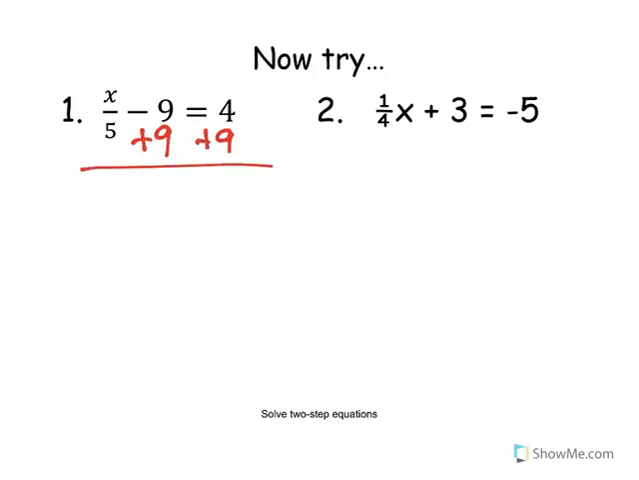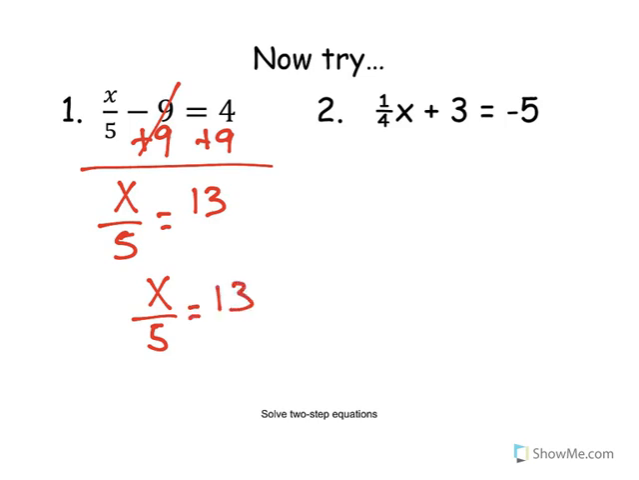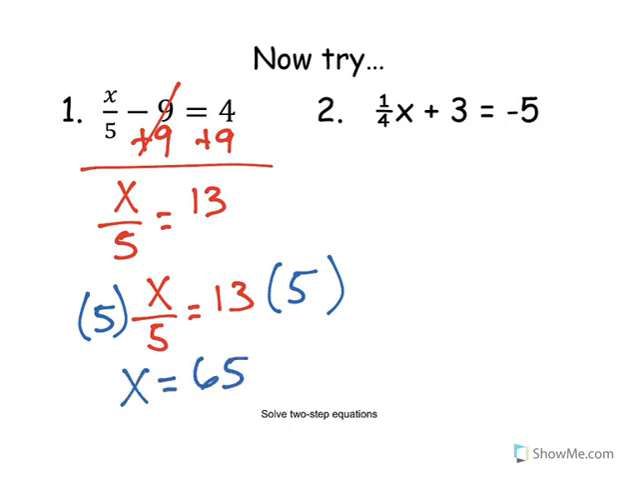So I want to isolate my variable term, x divided by 5, meaning I need to eliminate the negative 9. So I'm going to add positive 9 on both sides. That gives me x divided by 5 is equal to 4 plus 9, which is 13. I will rewrite that as a one-step equation. If x is being divided by 5, the inverse is multiplying by 5. Technically, that will give me 5x divided by 5, which is simply x. And 13 times 5 will give me 65.